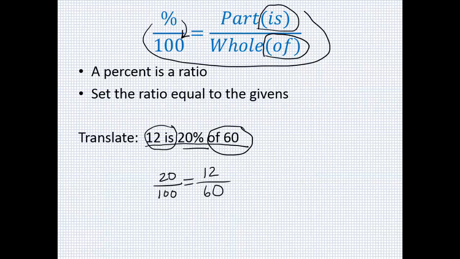And since this is a statement, this is not a problem with any missing parts, we should be able to verify it by cross-multiplying. So if you multiply here, we get 1200, and across here, same thing.